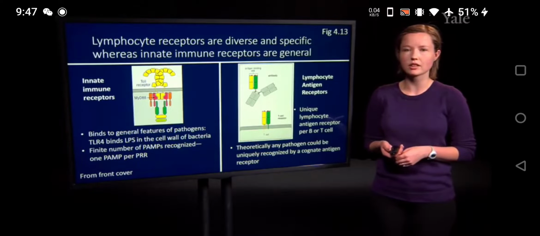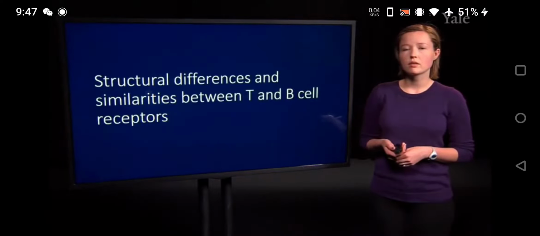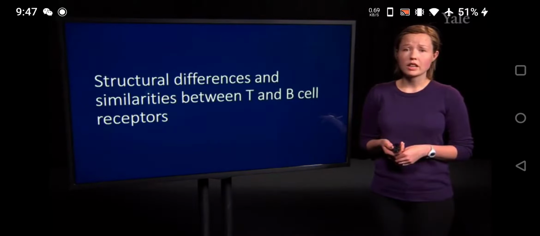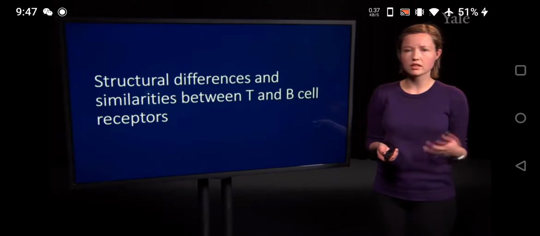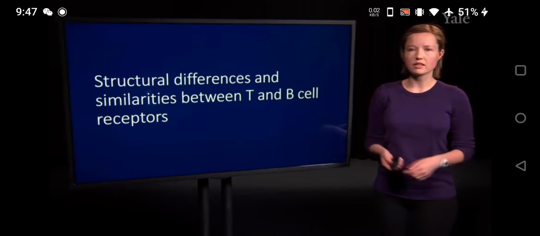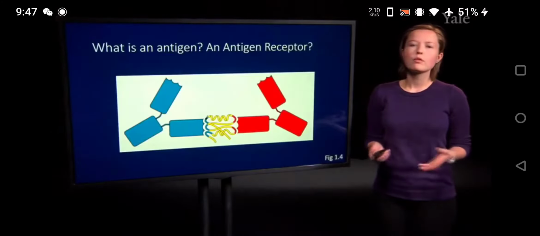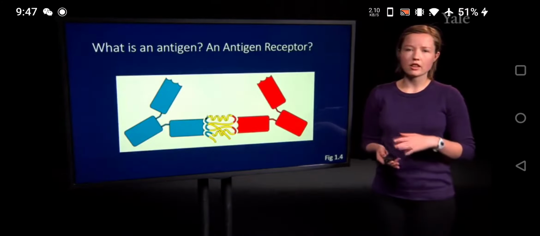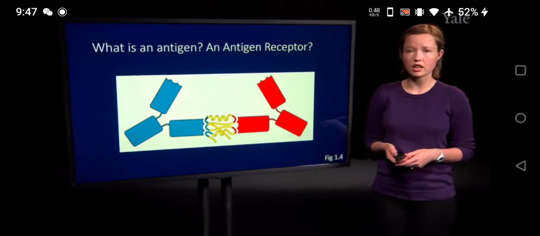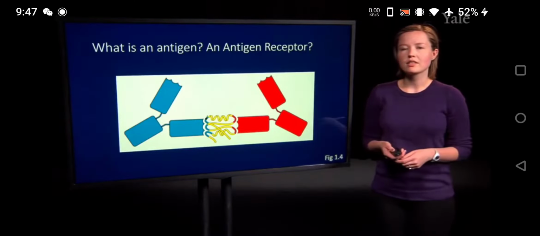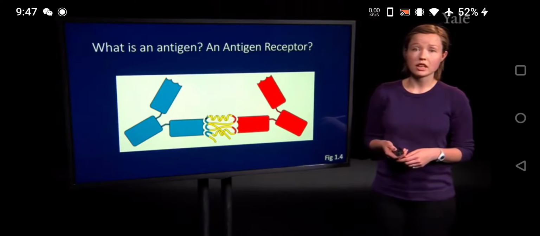So at this point, I want to go into the structural differences between our two different lymphocyte receptors, the T cell receptor and the B cell receptor. But before we get into that, I just want to make sure that everybody is on the same page when it comes to specific terminology. Immunologists oftentimes will throw around language such as antigens, and it's important to know what that actually means.